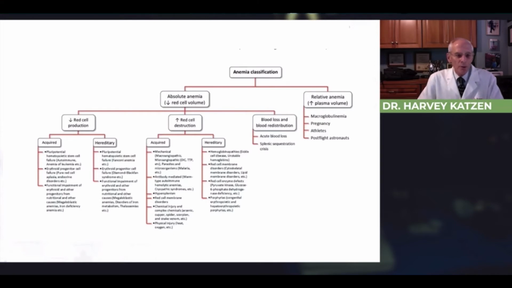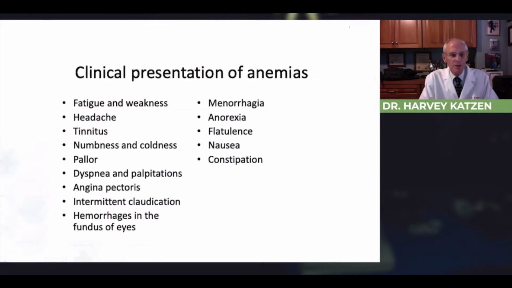Why would red cell production be decreased? It could be a number of problems that are acquired or hereditary. Why would red cells be destroyed? It could be mechanical, such as a heart valve. It could be hereditary. And blood loss, I think, is self-evident, such as a bleed from a gastrointestinal bleed.